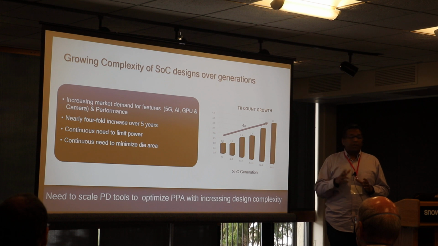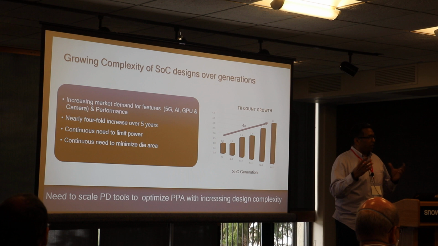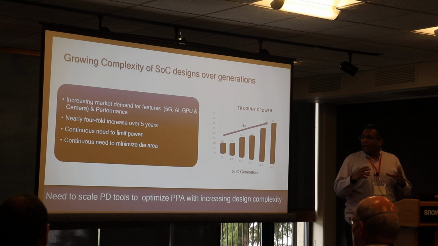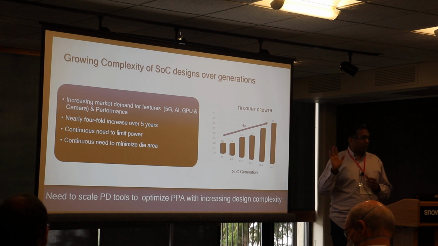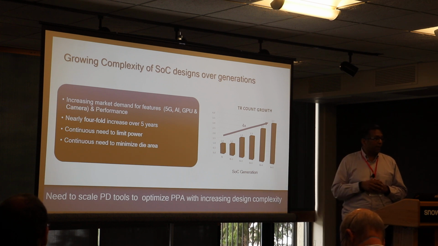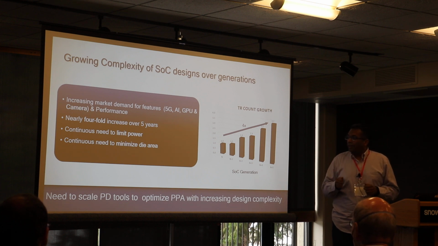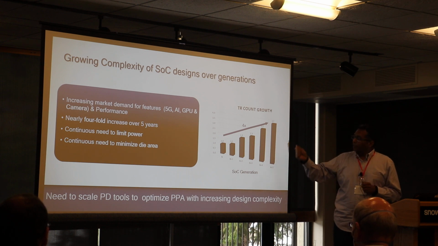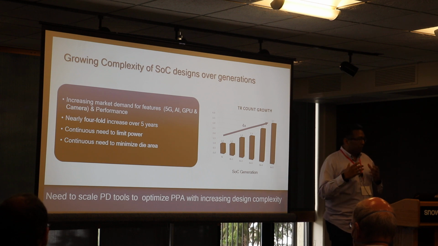This is another view of the growing complexity for us. Everybody wants a faster GPU and more performance on the camera. Integrating all of this and having all these extra features has been driving up our transistor count. Over the last 5 generations, it's almost a 4-fold increase in the transistor count. So we now need to limit the power and minimize the die area to corral this. We need the PD tools and ML to help in this regard.